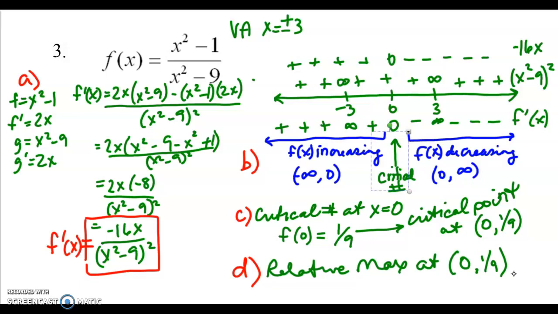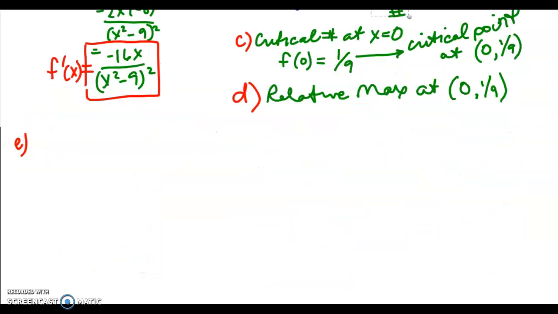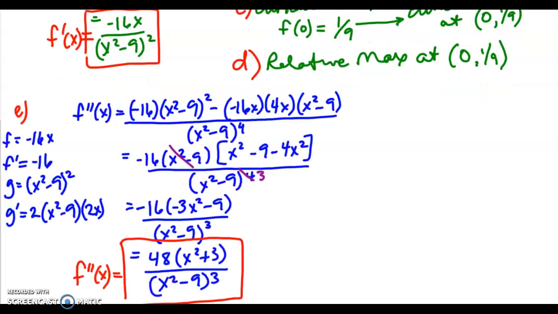Okay, we know that from the first derivative test. Okay, moving on. E is asking us to find the second derivative, so I'm going to pause here, or you're going to pause, and figure out the second derivative using the first derivative again, the quotient rule. Okay, here's the result with the second derivative.